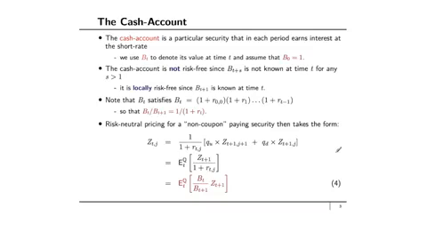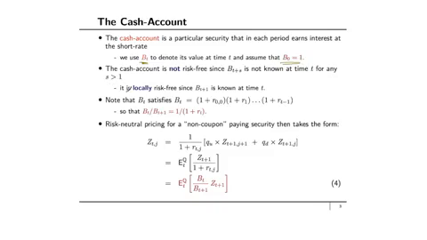I now want to talk a little bit about the cash account. The cash account is a particular security that in each period earns interest at the short rate. We're going to use B_t to denote the value of the cash account at time t, and we will be assuming without loss of generality that it starts off with a value of 1, so B_0 is equal to 1. The cash account is not risk-free, and the reason is because interest rates are uncertain. They're stochastic. In particular, the value of the cash account at time t+s, say, is not known at time t for any value of s greater than 1.